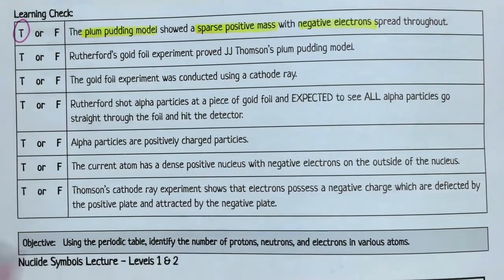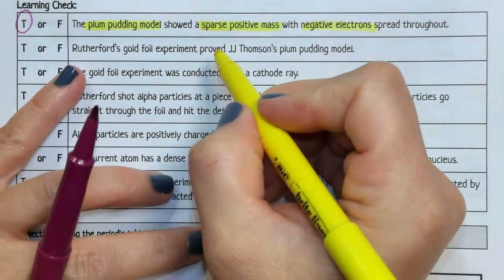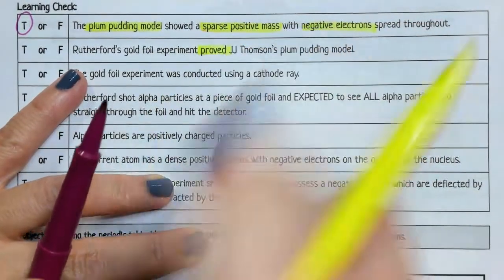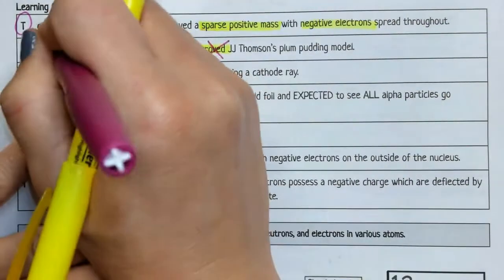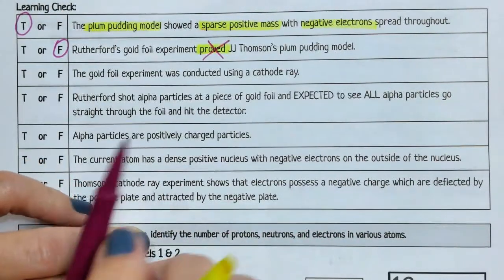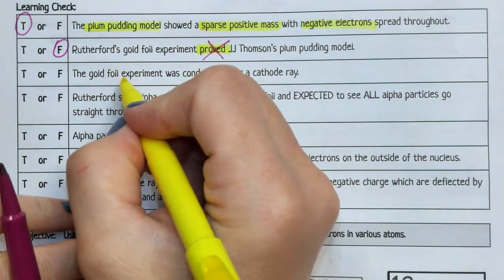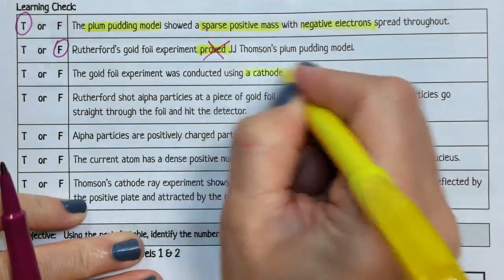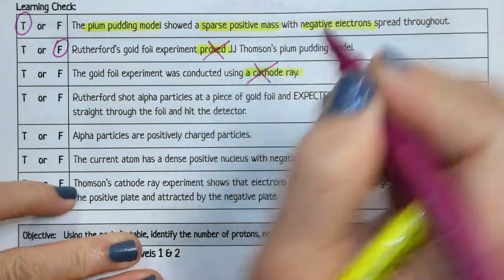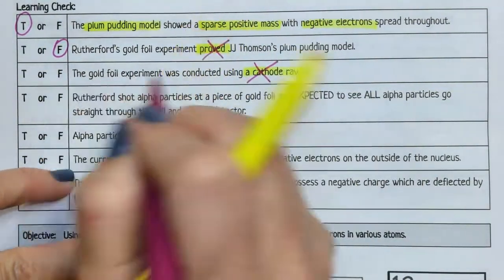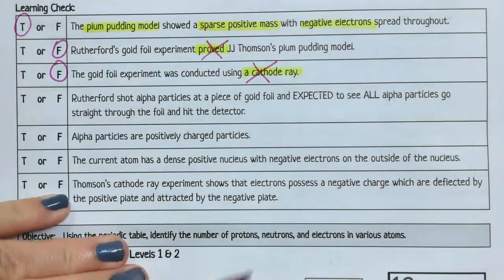Rutherford's gold foil experiment proved J.J. Thomson's model. That is false. It disproved J.J. Thomson's model. The gold foil experiment was conducted using a cathode ray. That is false. It was conducted using gold foil and an alpha particle emitter.